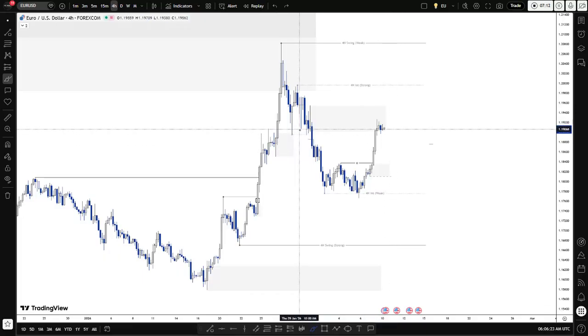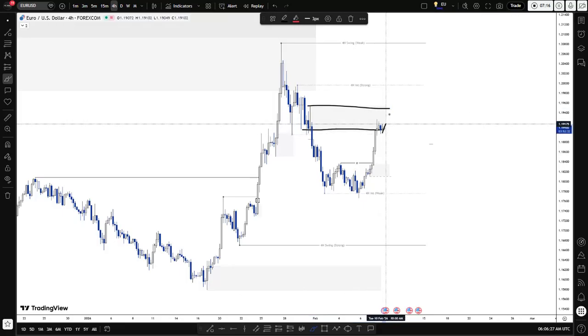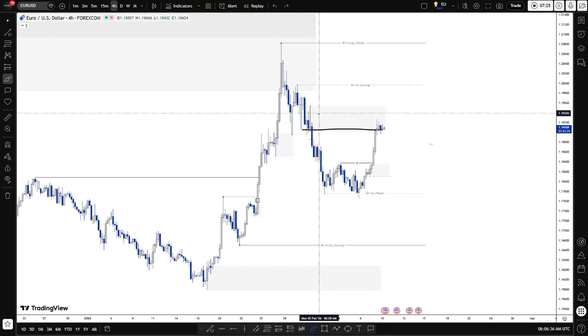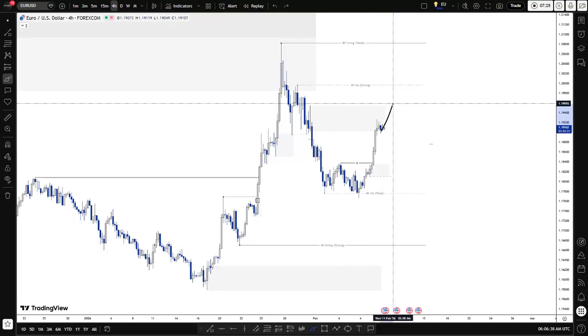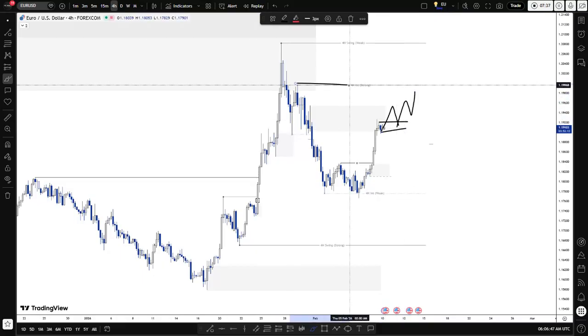We can wait for this supply to fail. We can wait for a failed reaction from the supply. Once price trades above the high of the internal supply, that means the supply has failed. So we can wait for the supply to fail, then look to keep following the order flow to the weak swing high. So that's one way I'll get involved with the longs.